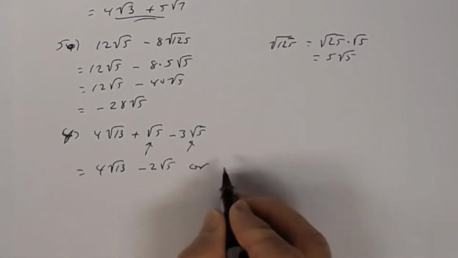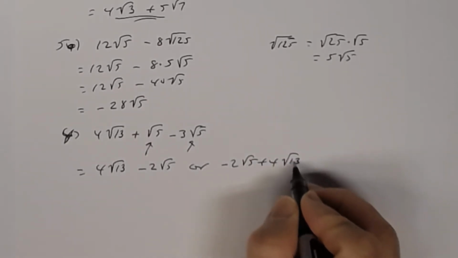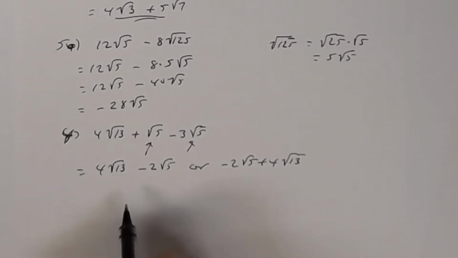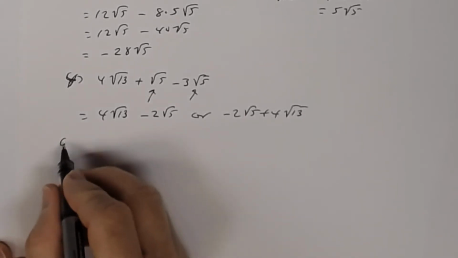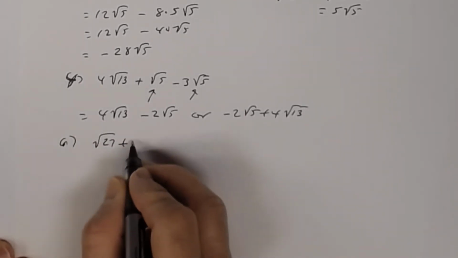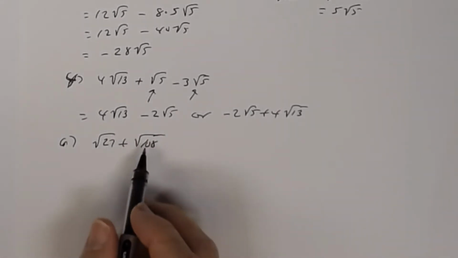Now, if you want, you can write this as negative 2 square root of 5 plus 4 square root of 13. It does not matter because addition is commutative. All right, so that's number 4. So we did number 5. Now let's look at number 6. Number 6, you have the square root of 27 plus the square root of 108. All right, so notice that I can simplify each of those.